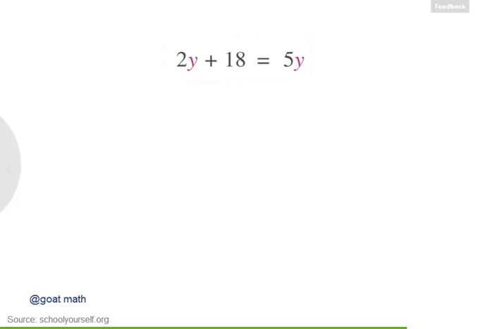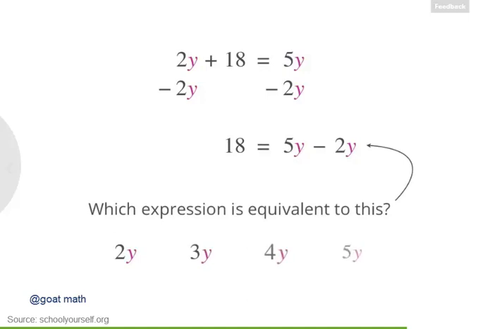So now we have two terms with the variable y. To get started on this equation, let's combine the like terms, the 2y and the 5y. We can do that by subtracting 2y from both sides. On the left, we now have 18 by itself, and on the right, we have 5y minus 2y. Can you simplify this expression? Which of these choices down here is equivalent to 5y minus 2y?